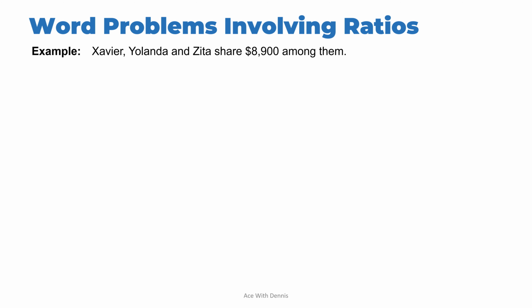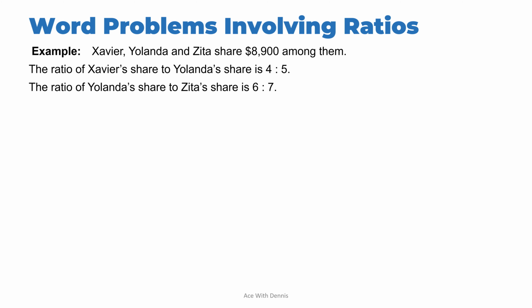Xavier, Yolanda, and Zita share $8,900 among them. The ratio of Xavier's share to Yolanda's share is 4 to 5. The ratio of Yolanda's share to Zita's share is 6 to 7. How much does each of them get?